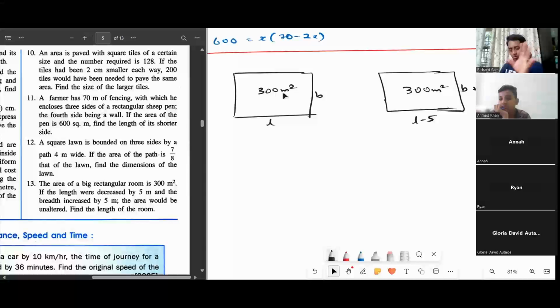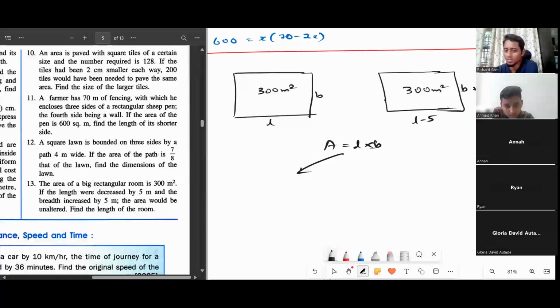So now we have two rooms. One is the original room and one is the imaginary room. But what equations can we make out of these? See, you have length L, breadth B, and you have area. Area is equal to length into breadth. That's your main formula. So for the first rectangle, apply the values in this formula. So what will you get? 300 is equal to LB.